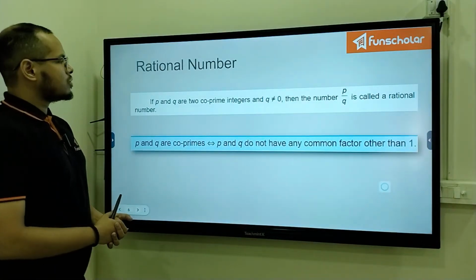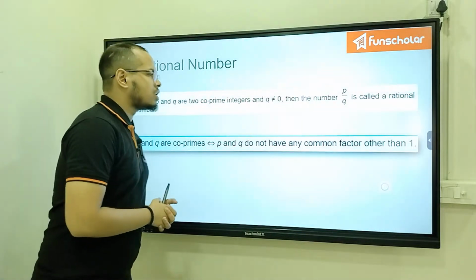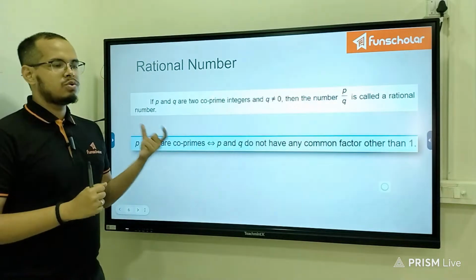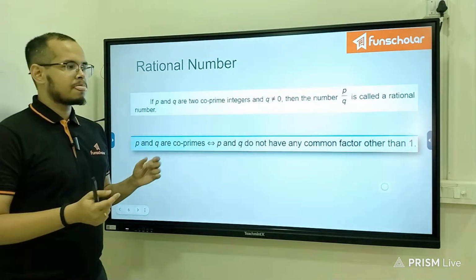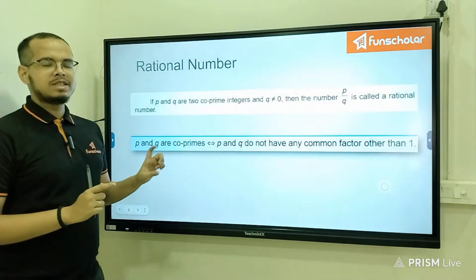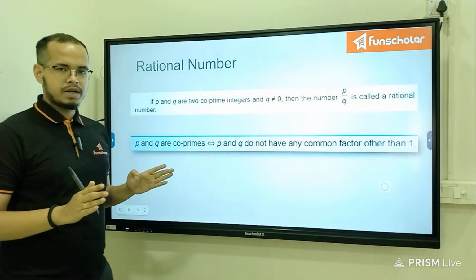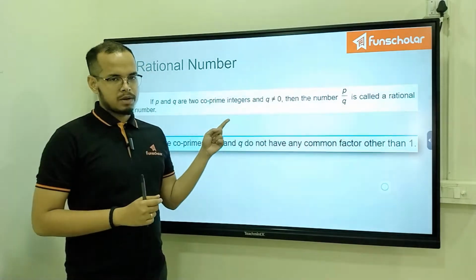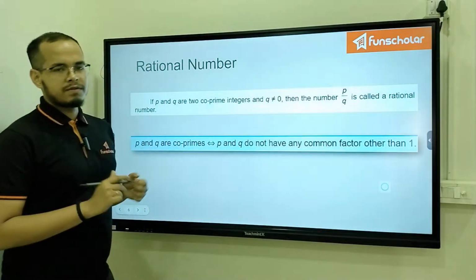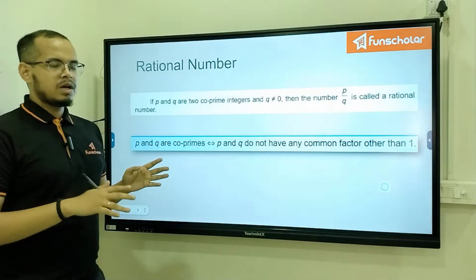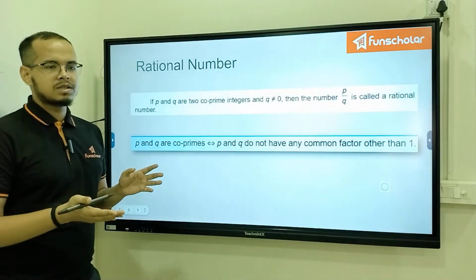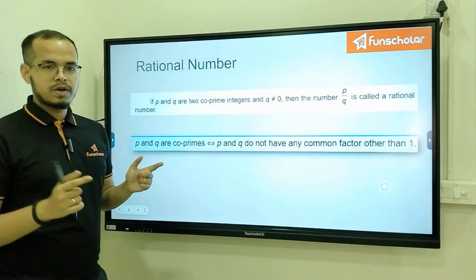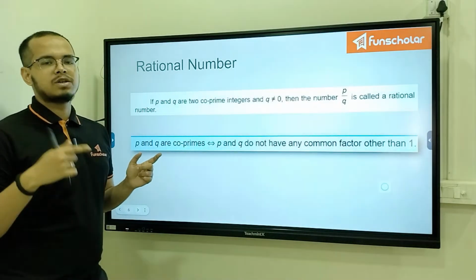Now, P and Q are two coprime numbers. First, what are coprime numbers? Coprime numbers are any two numbers which do not have any factors in common except one. One is a factor of everything, right? So we are not going to take one into account. For example, if I take 5 and 6, there are no common factors. If I take 6 and 12, 6 is a factor of 12.